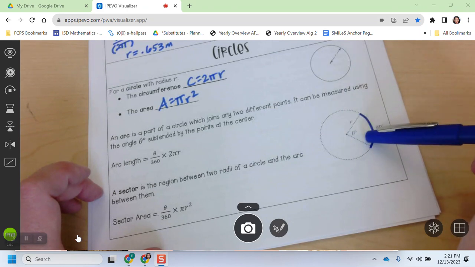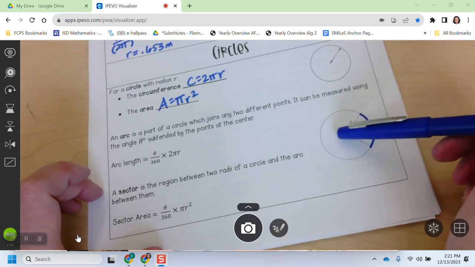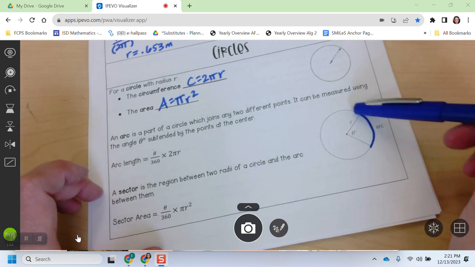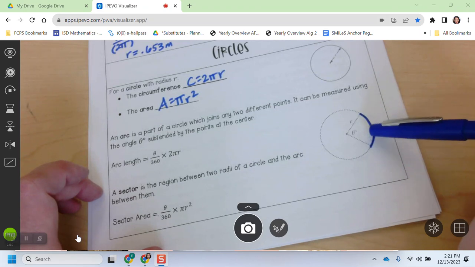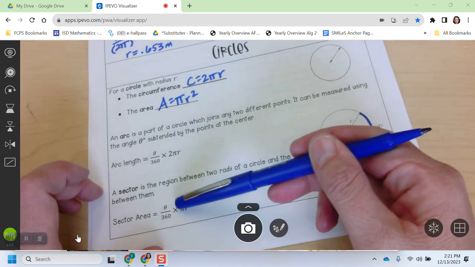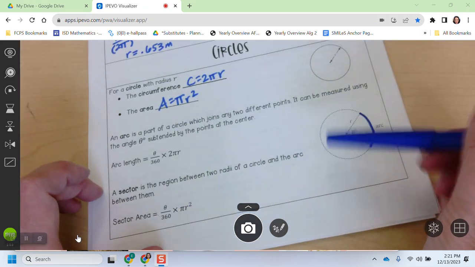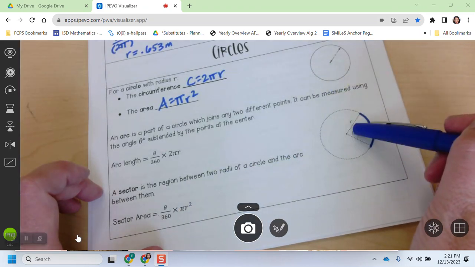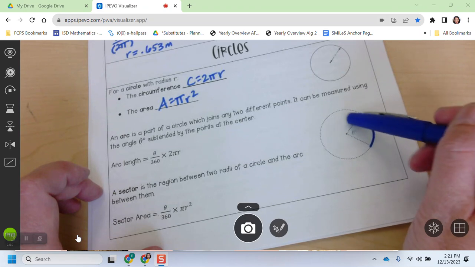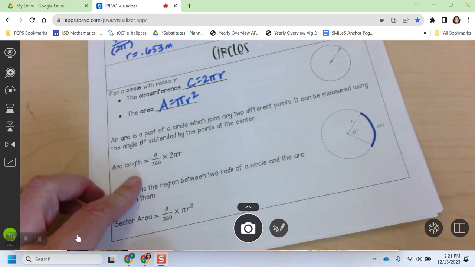So the sector is the region between 2 radii of the circle and the arc between them. And to find the sector area, it's really the same idea. Find the area of the whole circle with pi r squared, and then multiply that by the fraction, theta degrees, whatever this is, divided by the whole circle of 360 degrees.